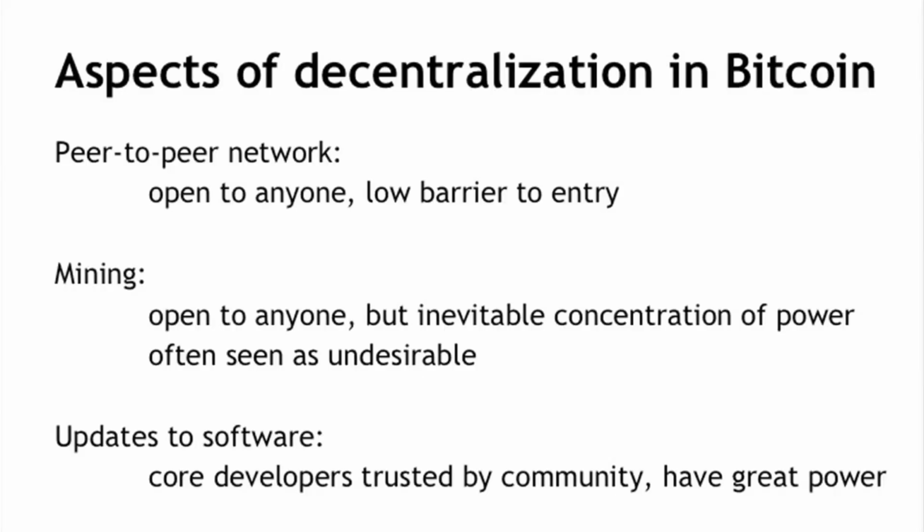And here's a third aspect, updates to the software. And this really gets to how and when the rules of the system change. And once again here, one can conceptually imagine that everybody running a Bitcoin node will look at the Bitcoin specification and maybe even create their own software. And again, you have a purely decentralized system. But of course, that's not how it works in practice. The core developers are really trusted by the community, and they have a lot of power when it comes to determining what Bitcoin software each of these nodes will run on their computer.